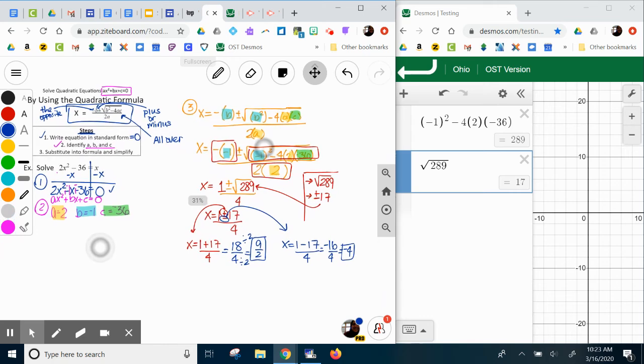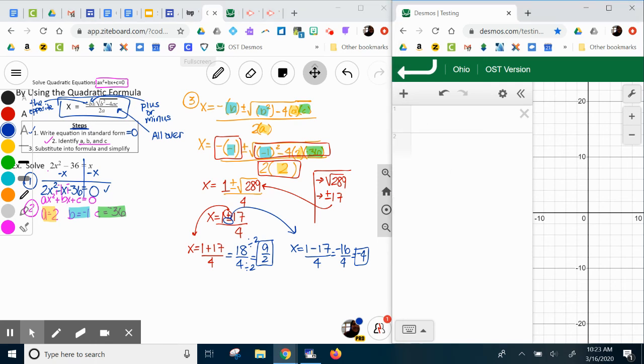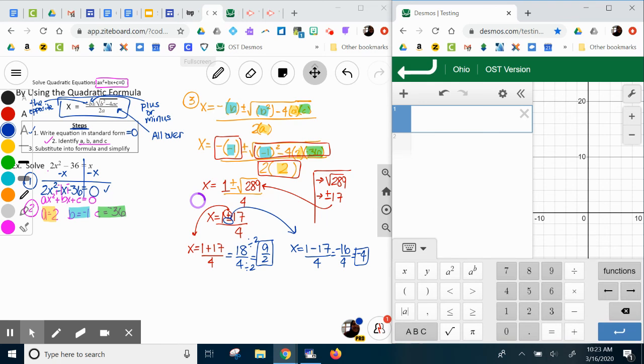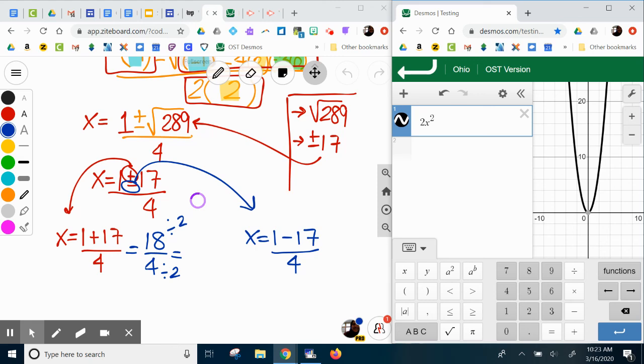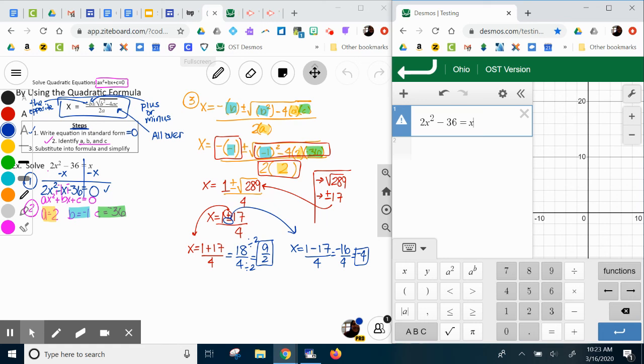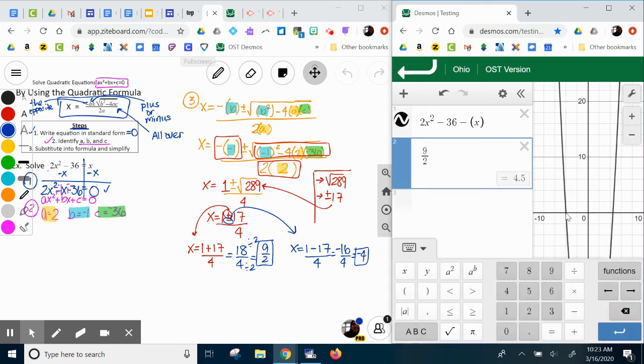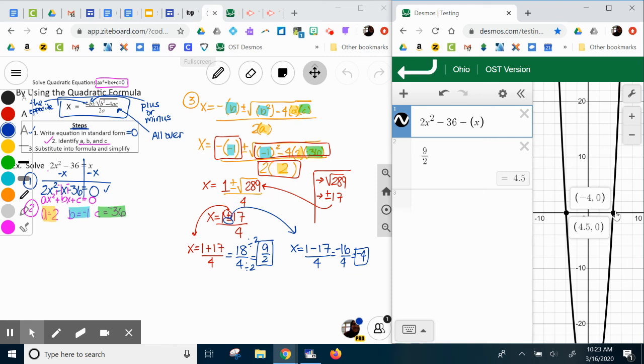Okay, so you can see the whole problem. So there's the whole problem. Remember, we can always check this by graphing. So if I were to graph the original problem, the original problem is 2x squared minus 36 equals x. Oh no, triangle of death. This is where we take the equal sign and we change it to minus parentheses. I should have 2 solutions, negative 4 and 4.5. And if I were to do 9 divided by 2, guess what? There's my 4.5. I did this correctly. Congratulate yourself.